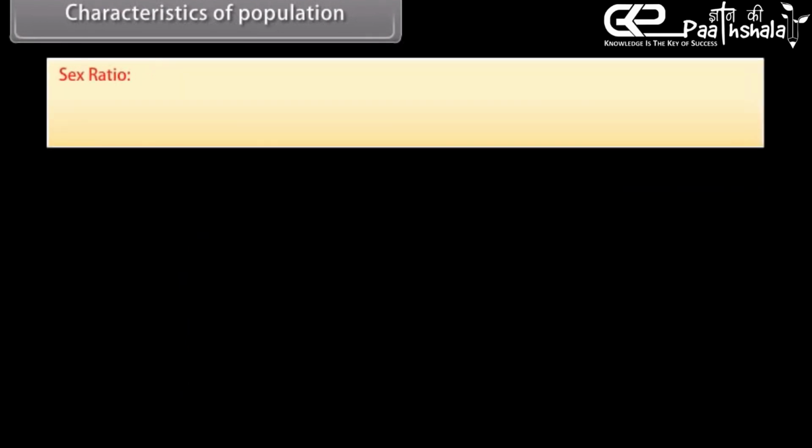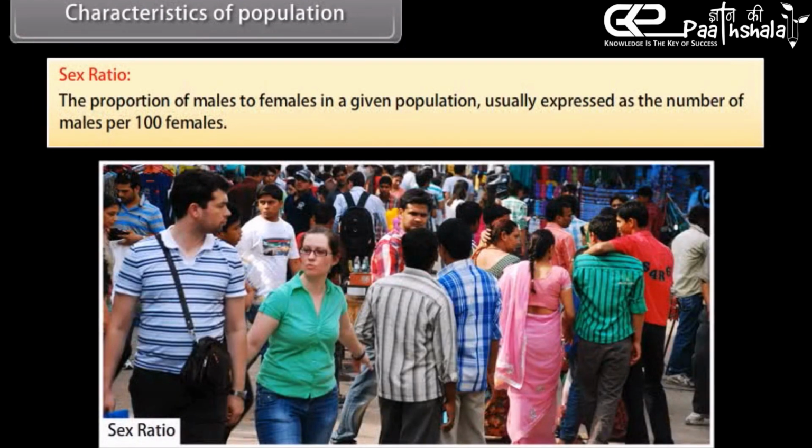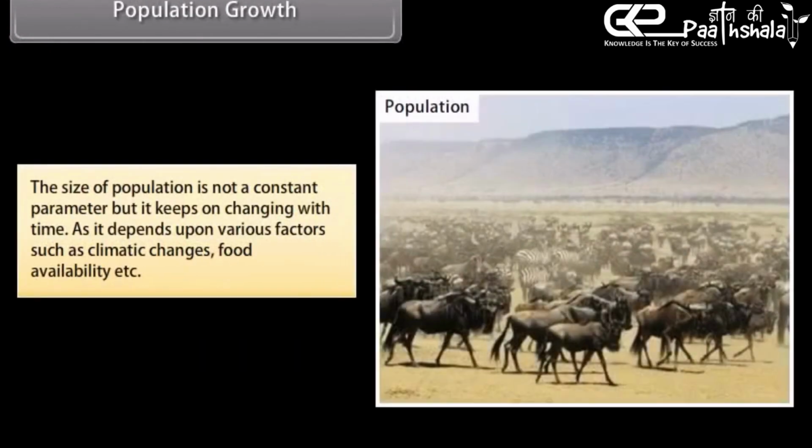Sex ratio. The proportion of males to females in a given population, usually expressed as the number of males per 100 females. Population growth. The size of a population is not a constant parameter, but keeps on changing with time, as it depends upon various factors such as climatic changes, food availability, etc.